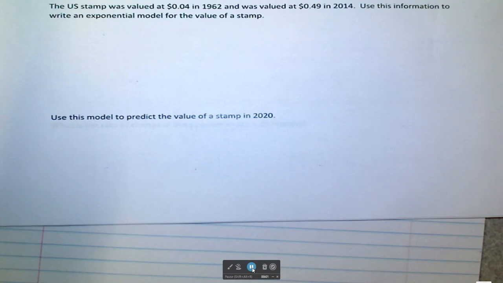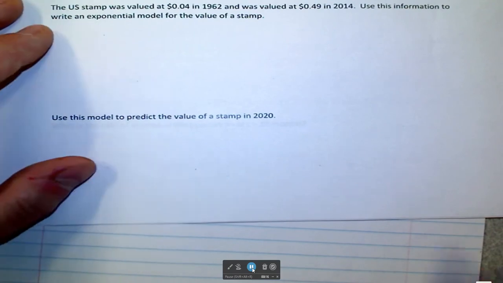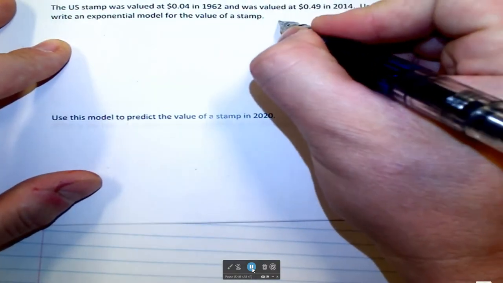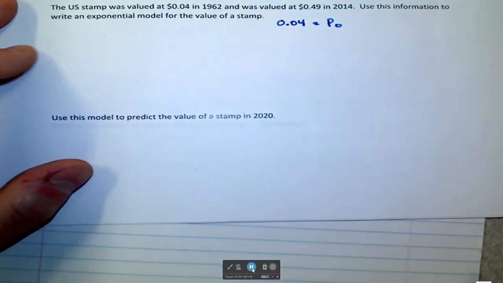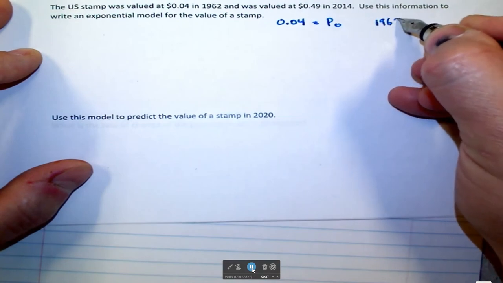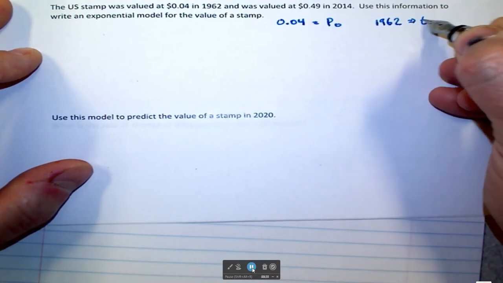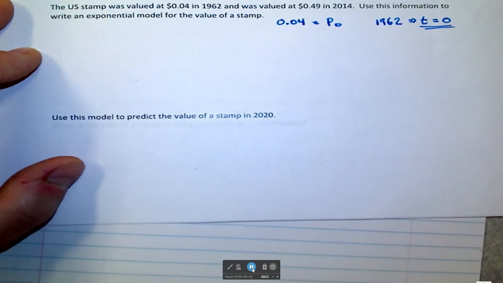All right, more with exponential applications. The United States stamp was valued at 4 cents in 1962, and it was valued at 49 cents in 2014. Use this information to write an exponential model for the value of a stamp. So, 4 cents, 0.04, is P naught. That is our initial value, okay? And 1962 is T equals 0, okay?